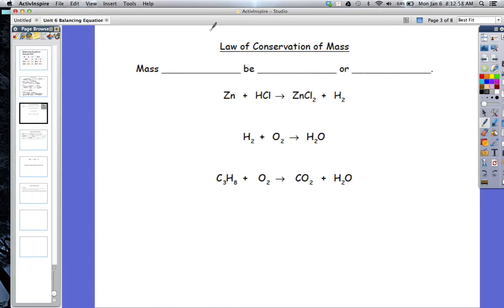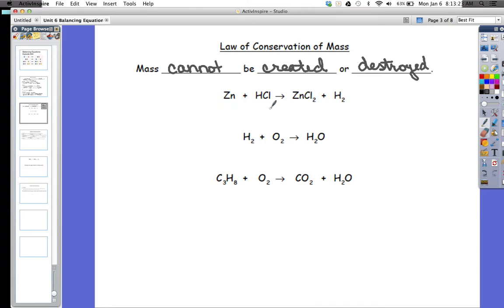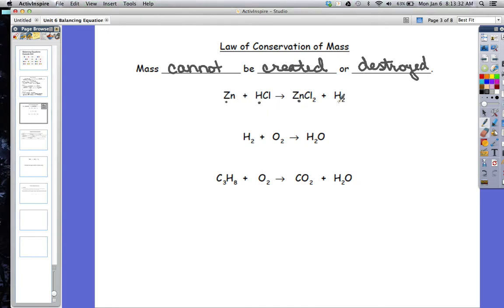The reason we write chemical equations and we balance them is because the law of conservation of mass says mass cannot be created or destroyed. So whatever we start with on the left, we have to have the same number and types of elements over on the right. So if we have zinc over here, we have to have it over here. Hydrogen is here, it's over here. And chlorine is here, it's over here. So that is what the law of conservation of mass says.